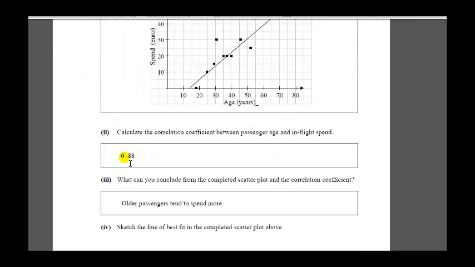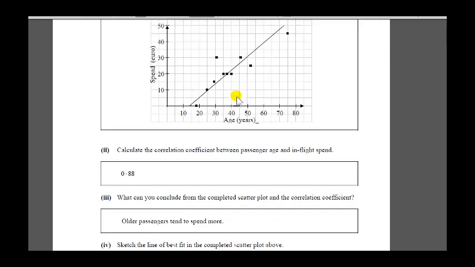So basically, a correlation coefficient that's close to +1 tells us that as age increases, spend increases linearly. It's quite a strong linear relationship. So older passengers tend to spend more.